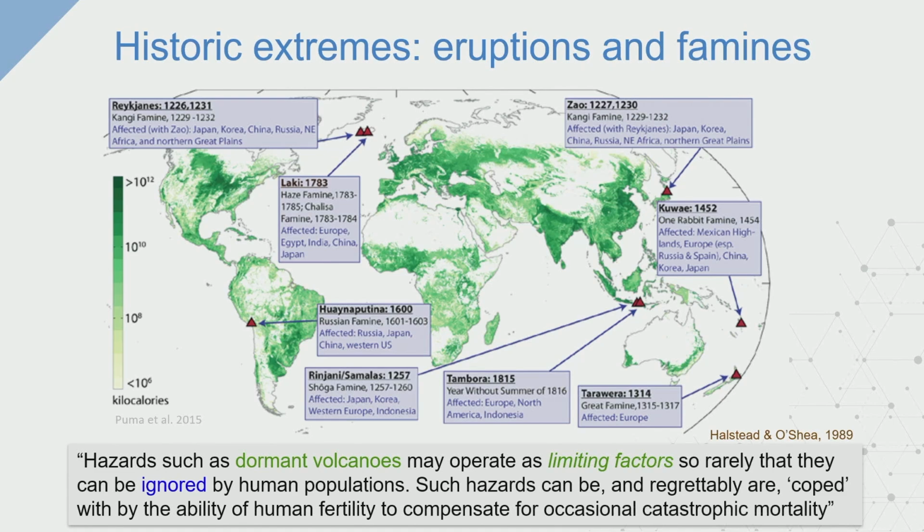So I came across this quote from the book Bad Year Economics, by Halstead and O'Shea from 1989, and they said, well, hazards such as dormant volcanoes may operate as limiting factors so rarely that they can be ignored by human populations. Okay, but such hazards can be and regrettably are coped with by the ability of human fertility to compensate for occasional catastrophic mortality. So that's not ideal, right? I don't think we want to be in that place. I think we should be aware of these extreme rare events and have mechanisms to do our best and to reduce at least mortality.